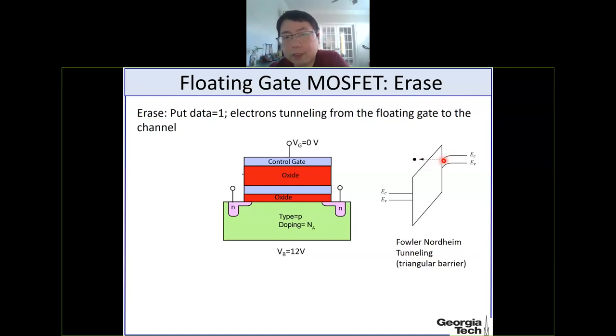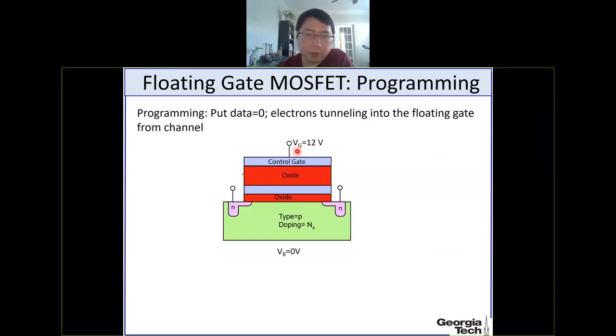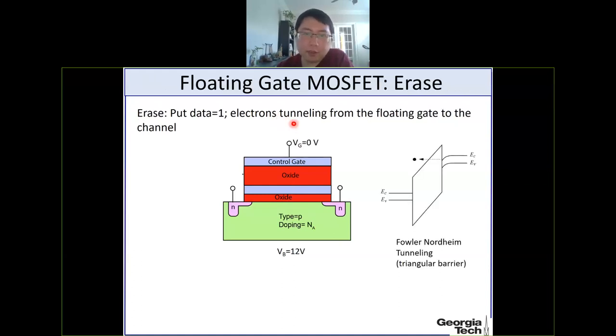But you need to know which voltage to apply to program or erase. This is what you need to know. For programming, in this case, positive voltage on the control gate, electrons tunnel from the channel to the floating gate. On the other side, if you want to erase, you need to apply 12 volts on the substrate, ground the gate, and then the electrons will tunnel from the floating gate to the channel. So this is how you write the data 1 and 0 into the floating gate. Any questions?